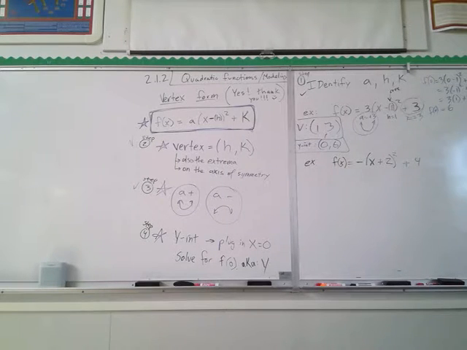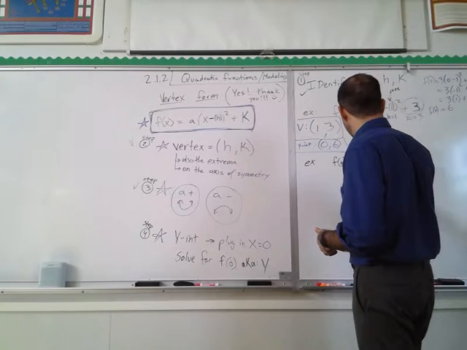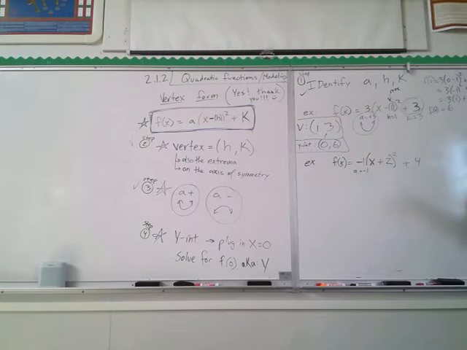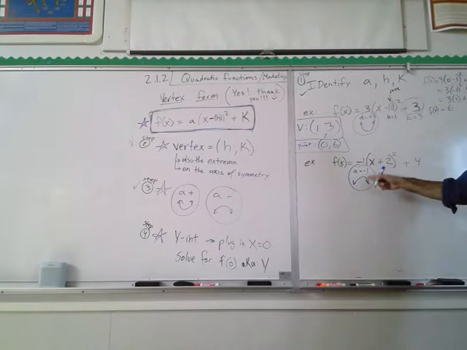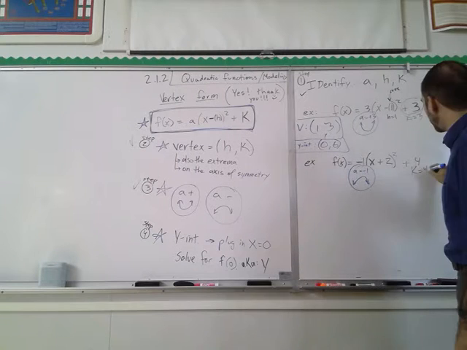What is my A value for example 2? Negative 1. I know this is a 1 here, so A is negative 1. Right off the bat, since I'm already dealing with A, does that mean it's going to be opening up or down? Happy or sad face? Sad. It's going to open down because it is negative. Okay, let's do the easy one. What's my K value? 4. K equals 4. And now I have to look closer at my H value.